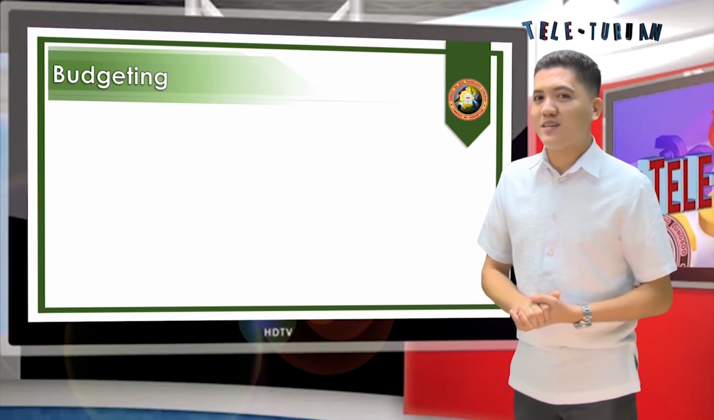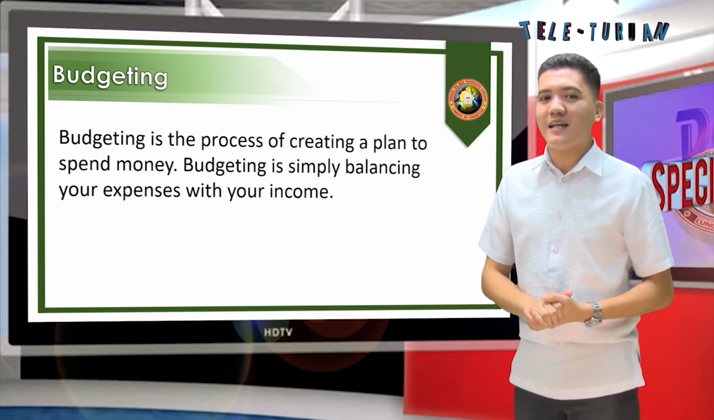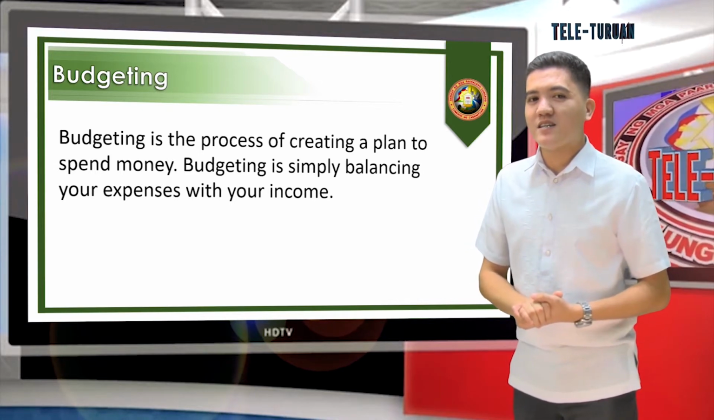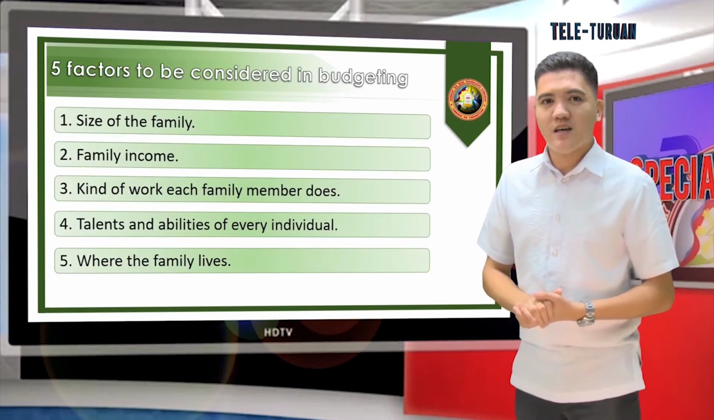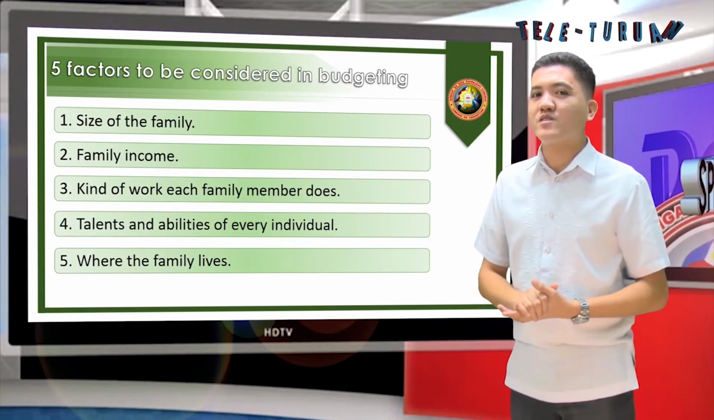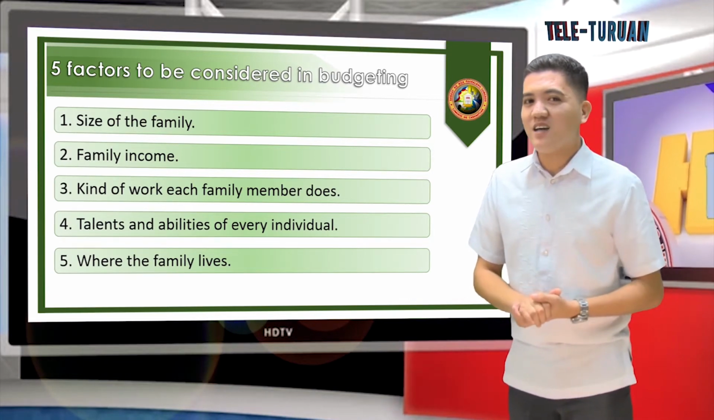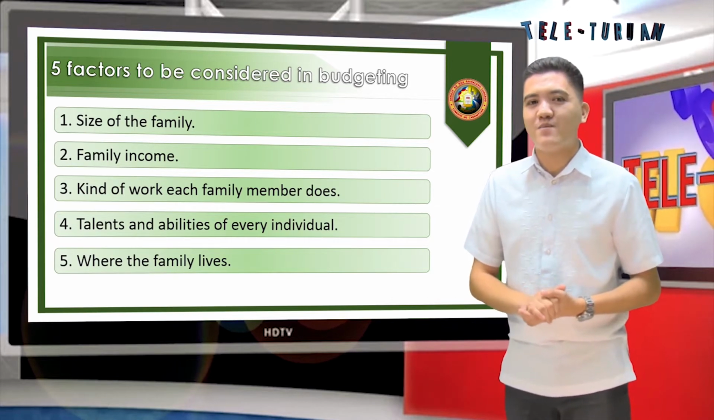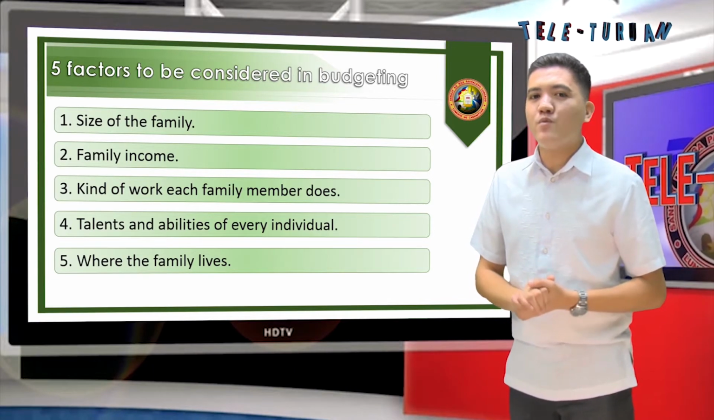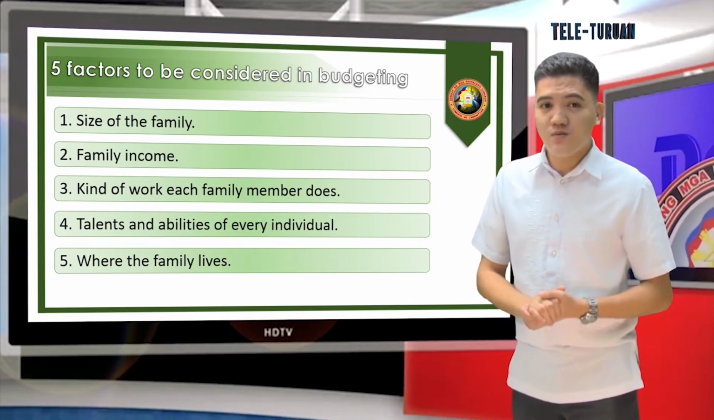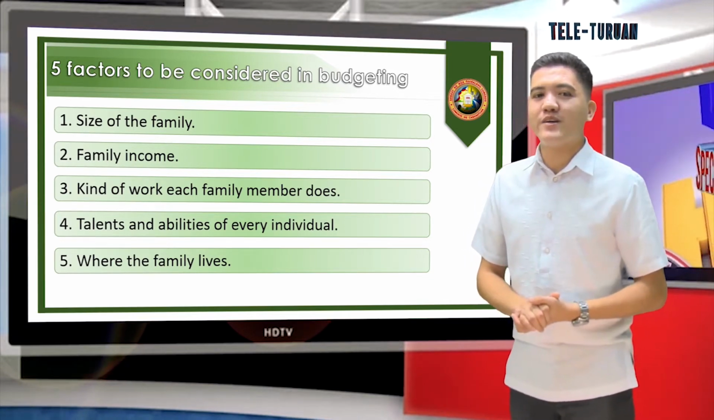Do you still remember what budgeting is? Very good! Budgeting is the process of creating a plan to spend money. Budgeting is simply balancing your expenses with your income. Can you enumerate the 5 factors to be considered in budgeting? That's right! These are 1. Size of the family. 2. Family income. 3. Kind of work each family member does. 4. Talents and abilities of every individual. And 5. Where the family lives.